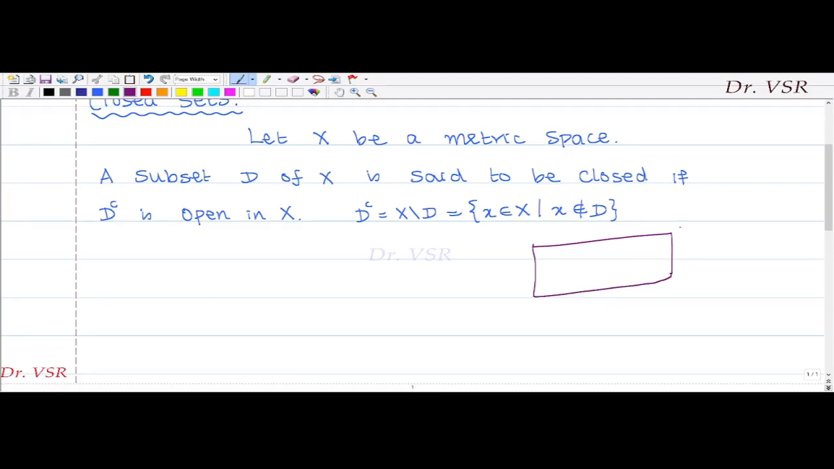This is my set capital X and this is my D. If D is the set, then what is D complement? It must be in X but not in D. So this is the D complement. If this set is open, then we say that D is closed. This has to be an open set.